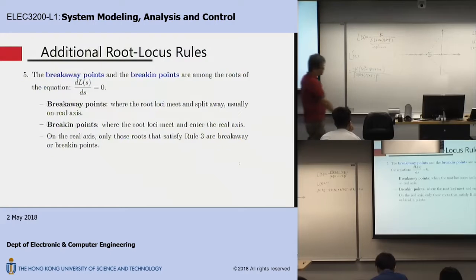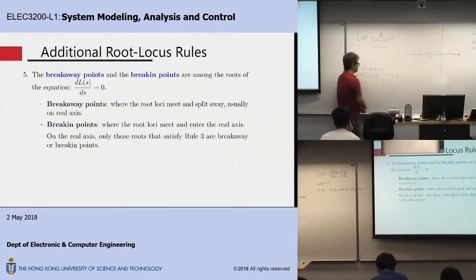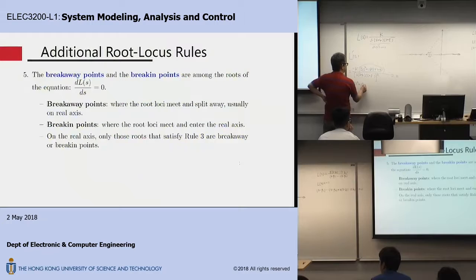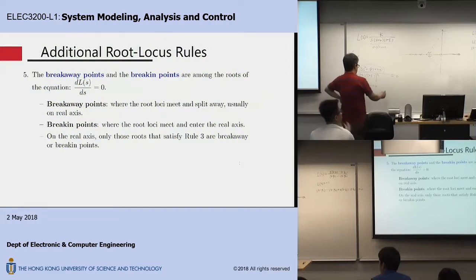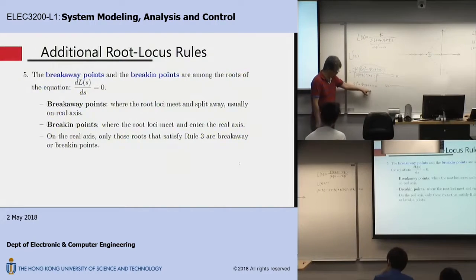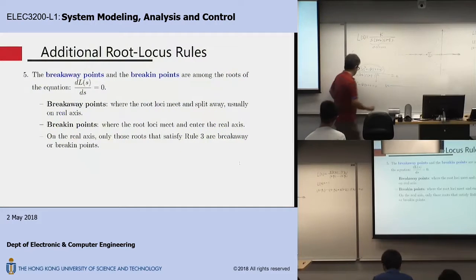So, you let this be 0. Of course, you need to solve this polynomial. That means 3s squared plus 18s plus 20 is equal to 0. Okay, then s is equal to what? Luckily, for this second order, this quadratic polynomial, we can actually use a formula, right?